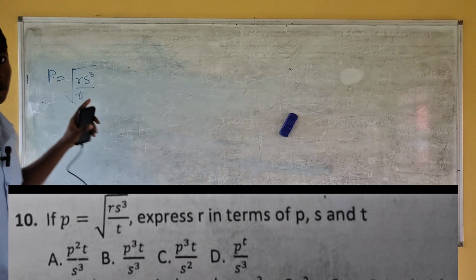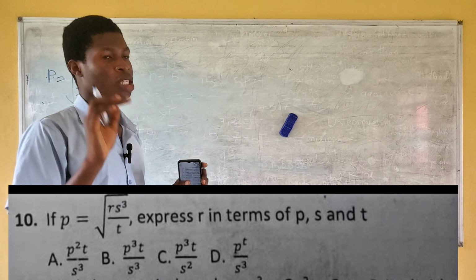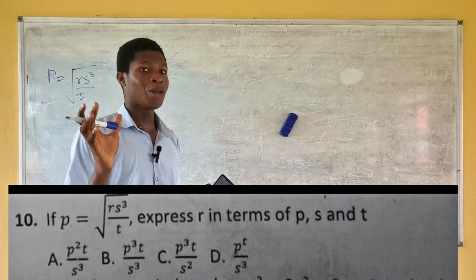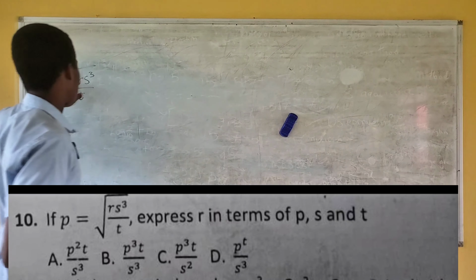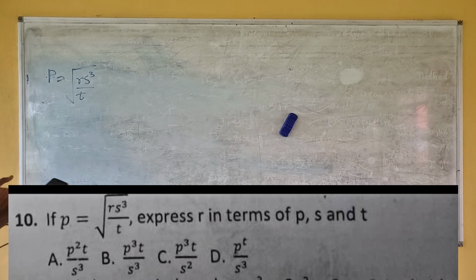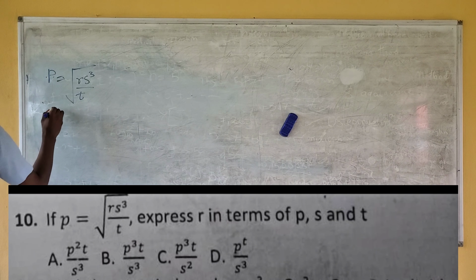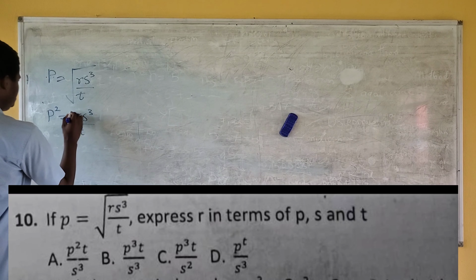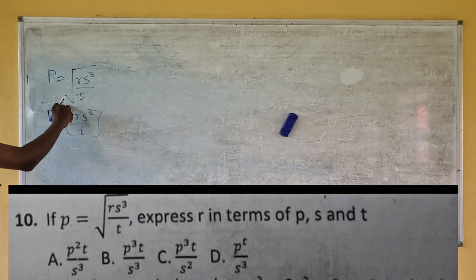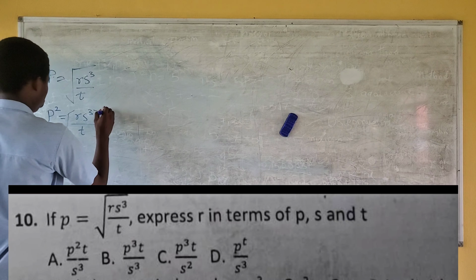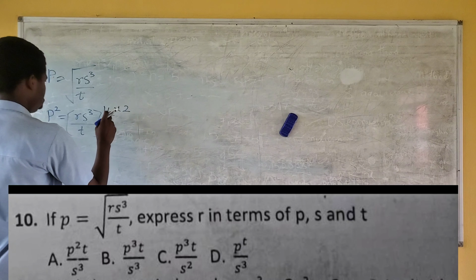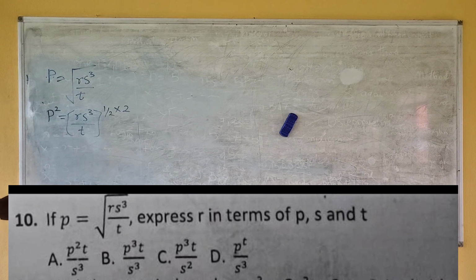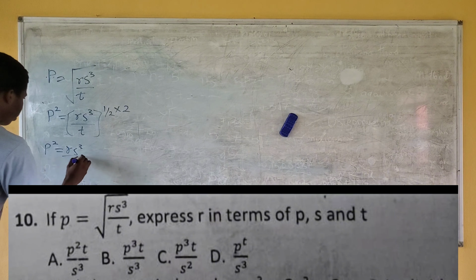So now this square root is present in indices as 1 over 2. To break the square root and express R, we are going to raise each side to the power 2. So we multiply P by raised to power 2, and this is R S raised to power 3 divided by T, raised to 1 over 2. I told you the square root is present as 1 over 2. So this 1 over 2 times 2, the 2 is going to cancel the 2, breaking the square root. So this P squared is equal to R S cubed divided by T.